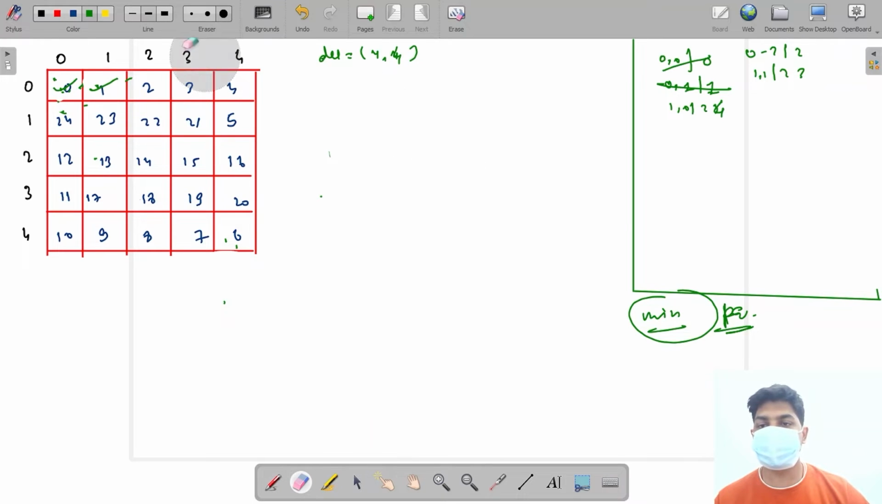Now let's remove the next element. Which is the minimum among these? 0 comma 2 with 2. Mark it as visited. Is it equal to destination? No. Let's go. Where can we go?